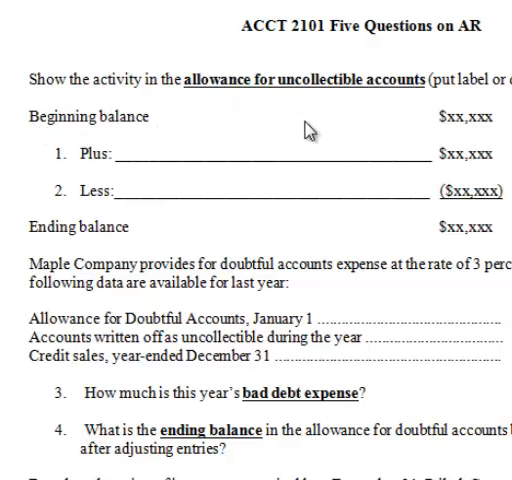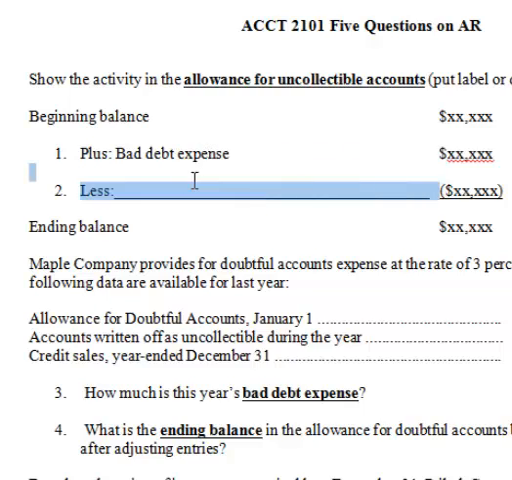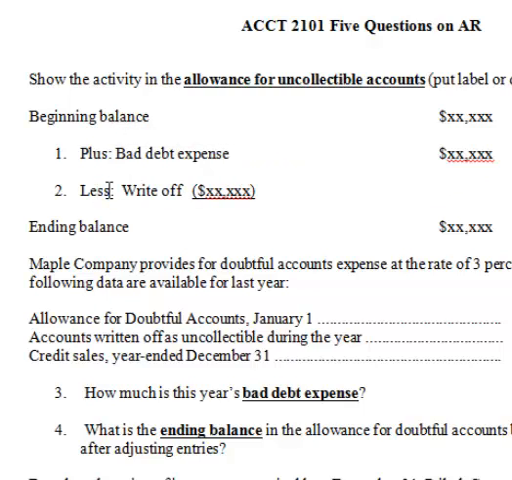So we've got the beginning balance. They want to know what makes it go up and what makes it go down to get down to the ending balance. This is the allowance account. So what makes it go up? Bad debt expense makes it go up. What makes it go down? When you write off an account.